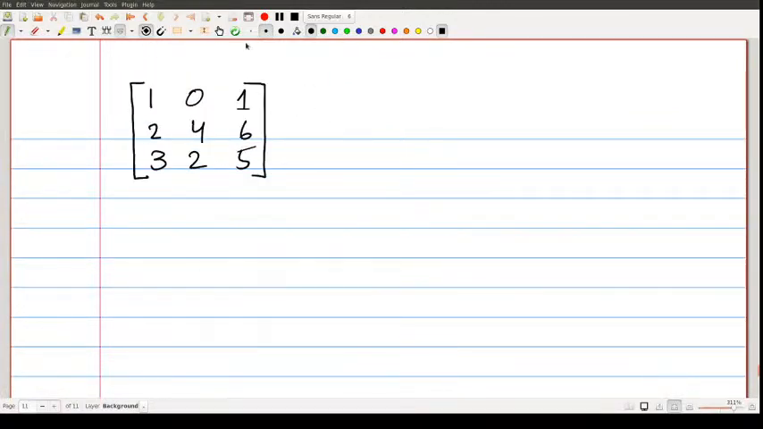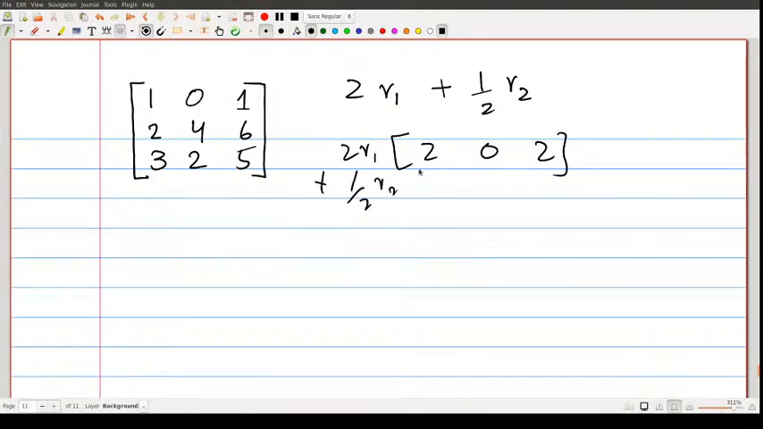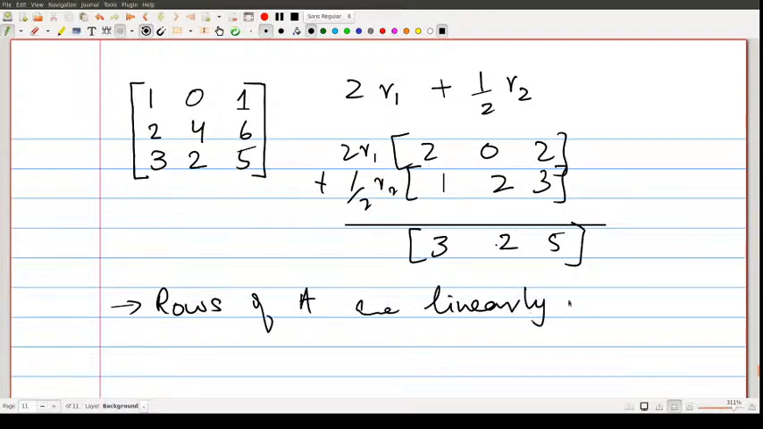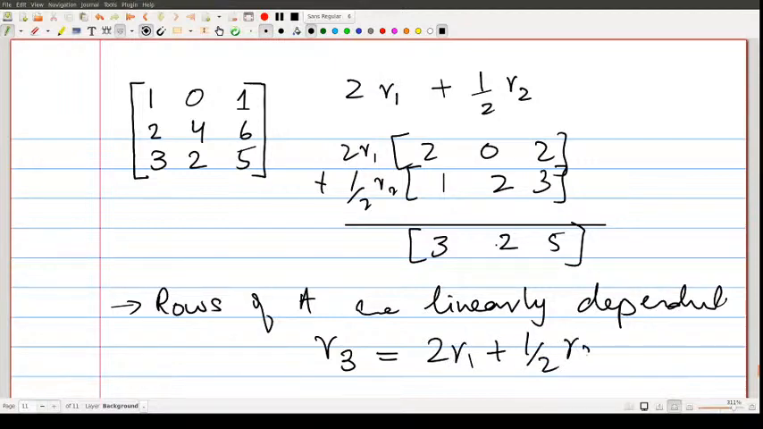So let's take alpha times row 1, which is 2 times row 1 plus half times row 2. So 2 times row 1 gives me 2, 0, 2. And half times row 2 gives me 1, 2 and 3. If I add these two together, sure enough, I get 3, 2, 5. And so again, I've established that the rows of A are linearly dependent. That is, row 3 can be written as a linear combination of the first two rows.